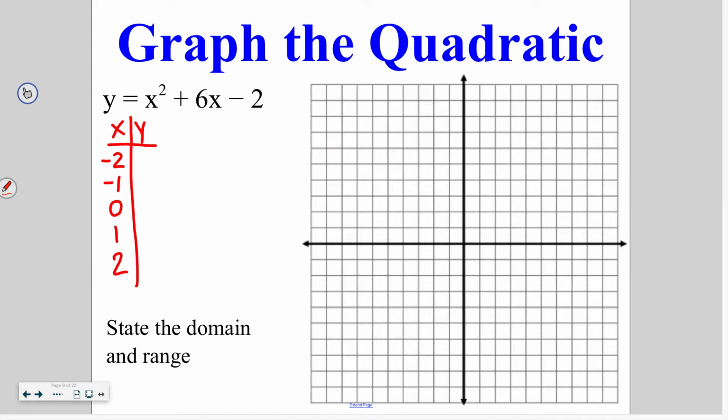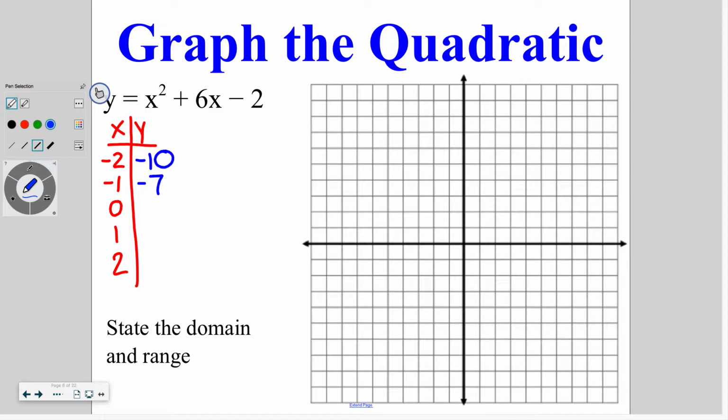When you plug this into the calculator for your first answer, when you plug in negative 2, we get an answer of negative 10. When I plug in negative 1, I get negative 7. 0, I get an answer of negative 2. 1, I get an answer of 5, and 2, I get an answer of 14. So I'm going to go ahead and put these on the graph.